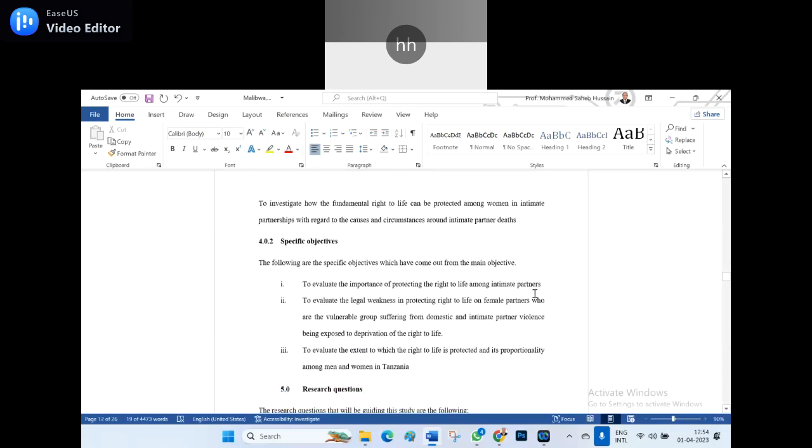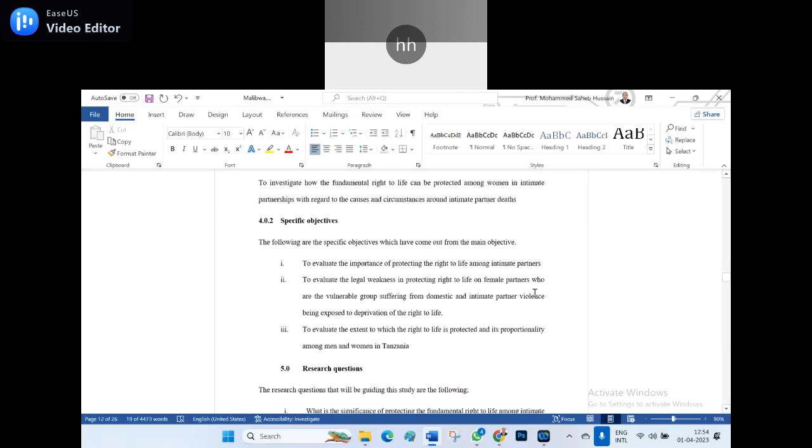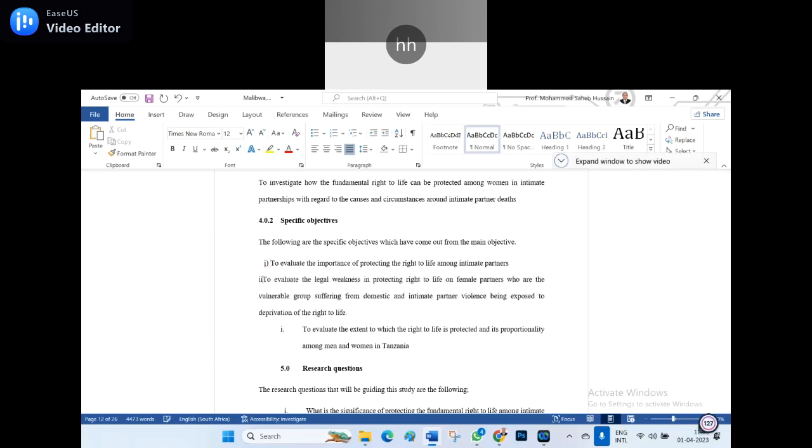When you write the specific objectives, small Roman 1, don't write a full stop. Write a closing bracket, a circular bracket, like this. You write small Roman numeral and a closing bracket. That is the style for the specific objective. Small Roman 2 and a closing bracket. Small Roman 3 and a closing bracket.